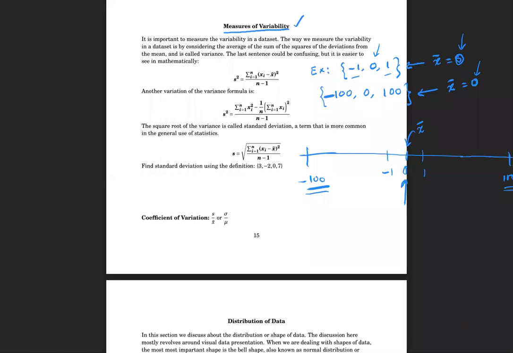When we look at the first data set, these two numbers, 1 and -1, are closer to the mean, whereas these two numbers are far away from the mean. So they are spread farther out with respect to the mean. That's the observation I wanted you to make. These data points are farther apart with respect to the mean, whereas these data points are closer to the mean.